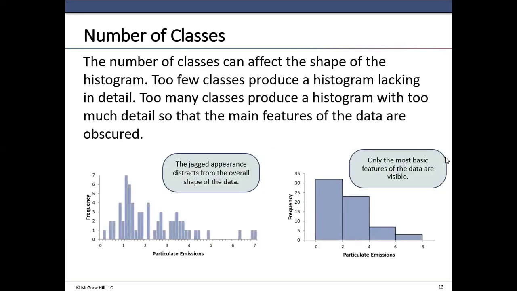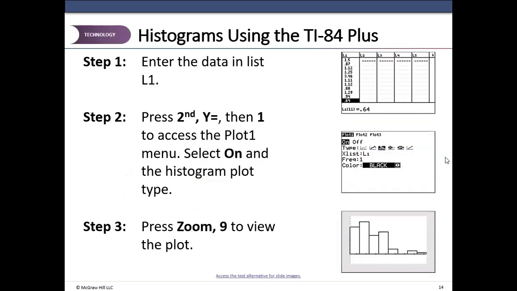The number of classes can affect the shape of the histogram. Too few classes produce a histogram lacking in detail. Too many classes produce a histogram with too much detail, as the one on the left, so that the main features of the data are obscured. So you don't want too few and you don't want too many. So what is the cardinal rule? Somewhere between 5 to 6, 7 maximum, maybe. And we can do it with the TI-84 Plus. Only thing, we do not have any control on the class width on the horizontal axis. The TI-84 will on its own choose the class width.